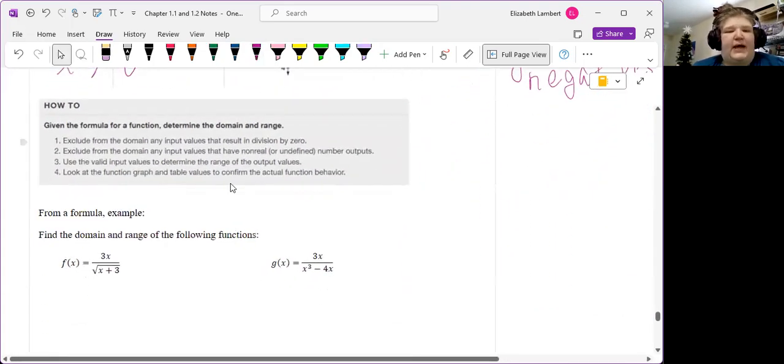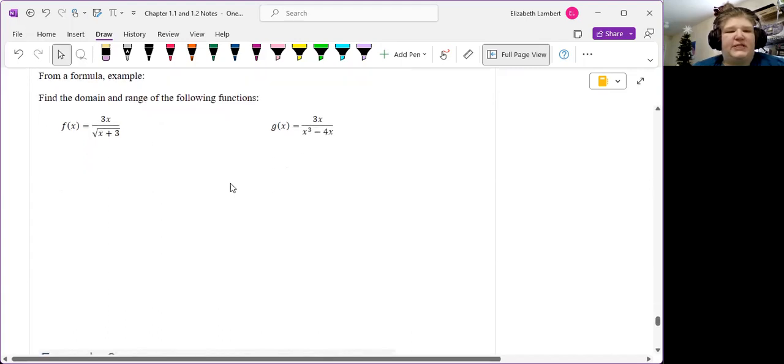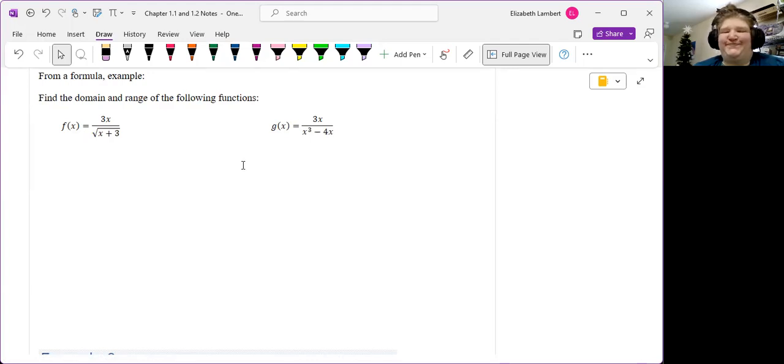All right, so then we got a little how-to list. We got a couple of functions here. So f of x, we're going to find the domain and range of, and then g of x, we're going to find the domain and range of. The range on these can be a lot more awkward, but we'll give it a shot. A lot of times on these, if it asks for the range, most of the time what it means is go graph it, see what the graph does, and then just come back and tell us.